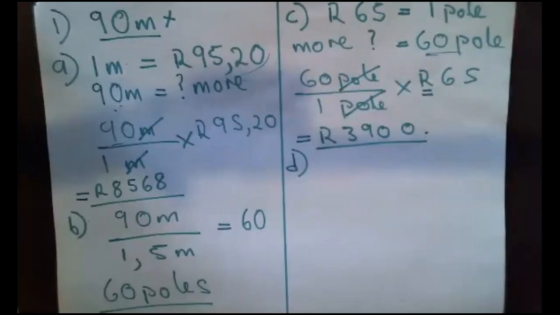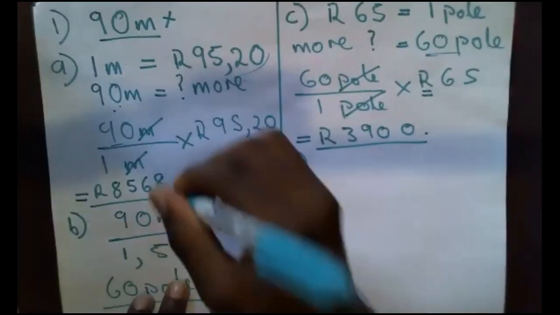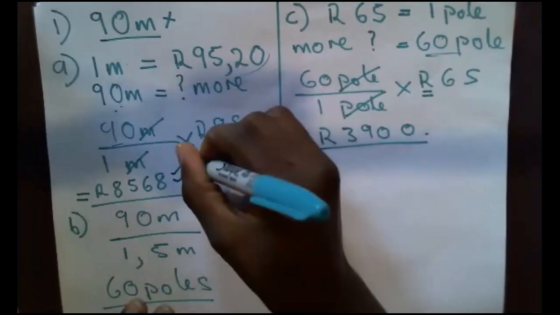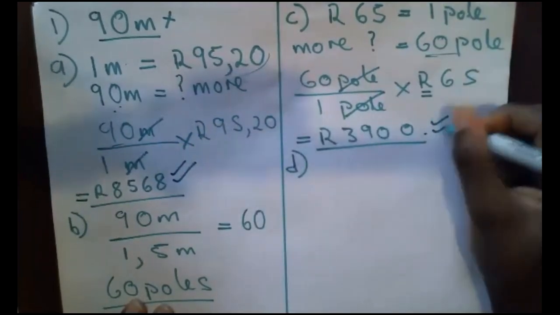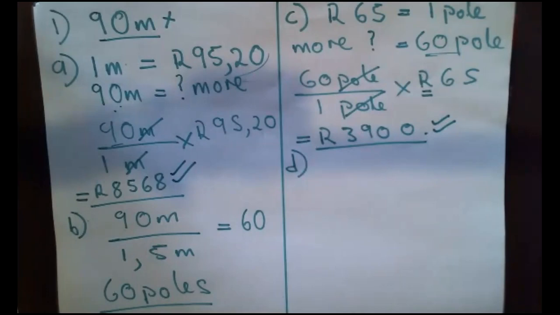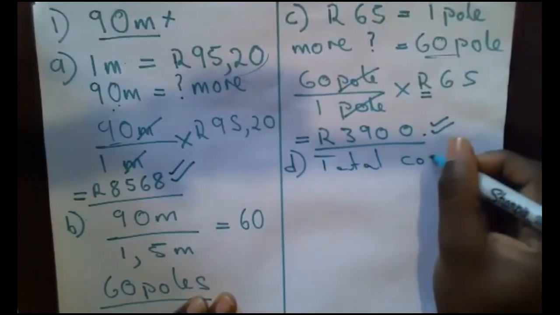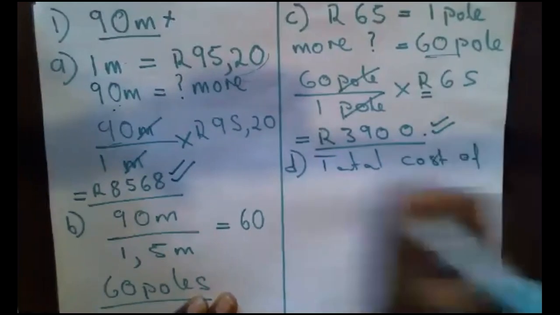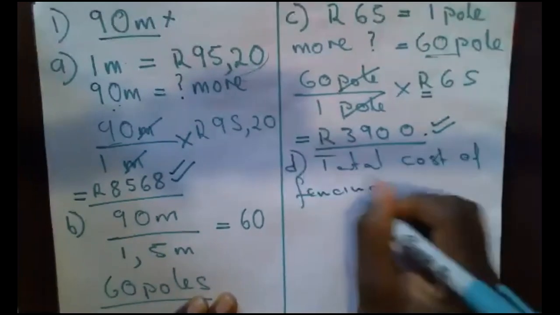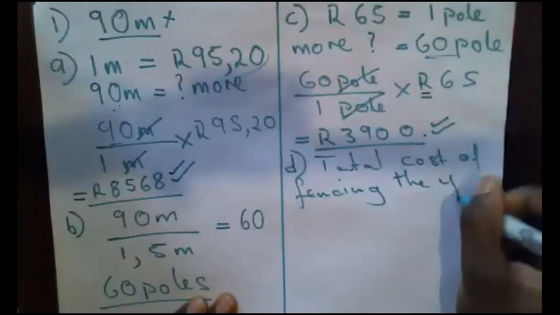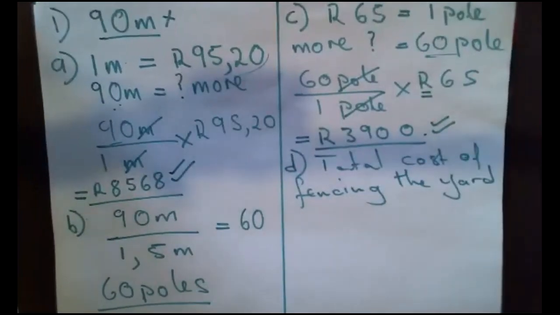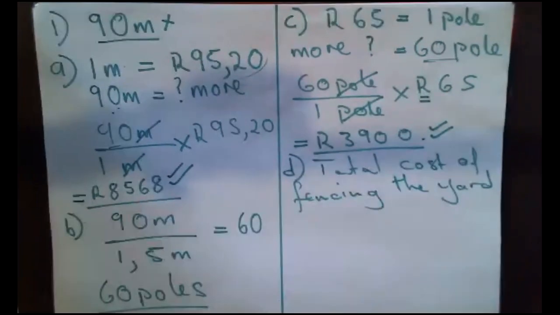So we already have these values, right, guys? This one and this one. These are the two values we are going to use. So obviously, I'm sure you figure that out. The total cost of fencing the yard, guys, is just the sum of these two values.